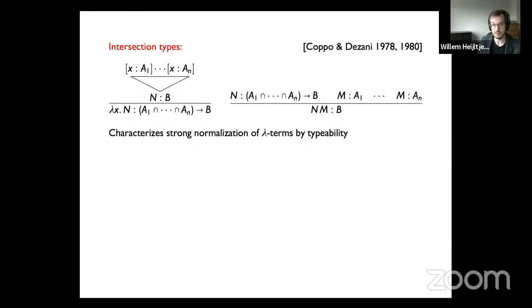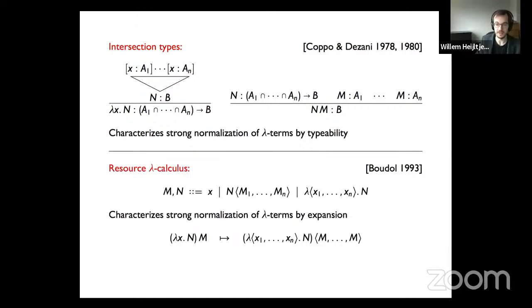And then when you have an application on the right, if the function expects a collection of certain types, then you have to provide an argument of each type, which has to be the same term at that type. And the nice thing about this is that it characterizes strong normalization by typability, so if and only if.